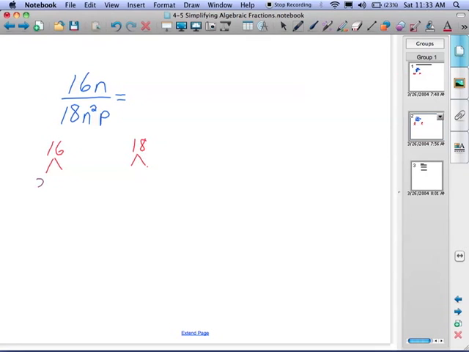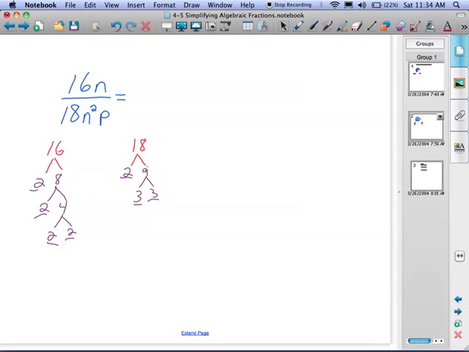16 becomes 2 times 8. 2 is prime, 8 is composite. 8 becomes 2 times 4. 2 is prime, 4 is composite. And 4 becomes 2 times 2. The prime factorization for 18 is 2 times 9, the factor tree. 9 breaks down into 3 times 3. So we now have the factor trees for 16 and 18.